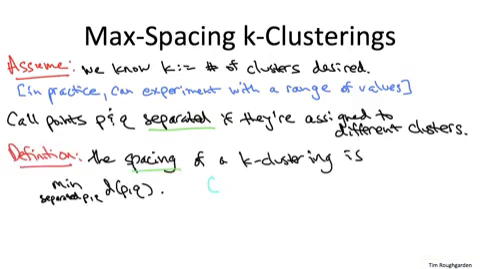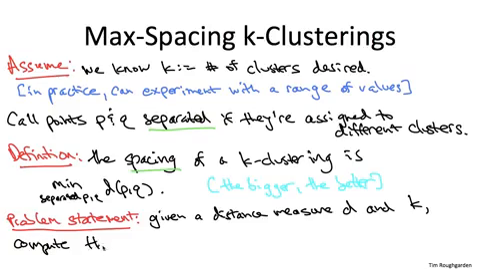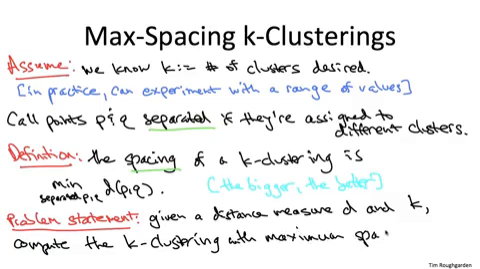Now, what do we want from the spacing of a clustering? Well, we want all of the separated points to be as far apart as possible. That is, we want the spacing to be big. The bigger, the better. So that naturally motivates the formal problem statement. You're given as input the distance measure. You're told the distance between each pair of points. You're also told the desired number of clusters. Amongst all ways of clustering the points into k clusters, find the clustering which makes the spacing as big as possible.